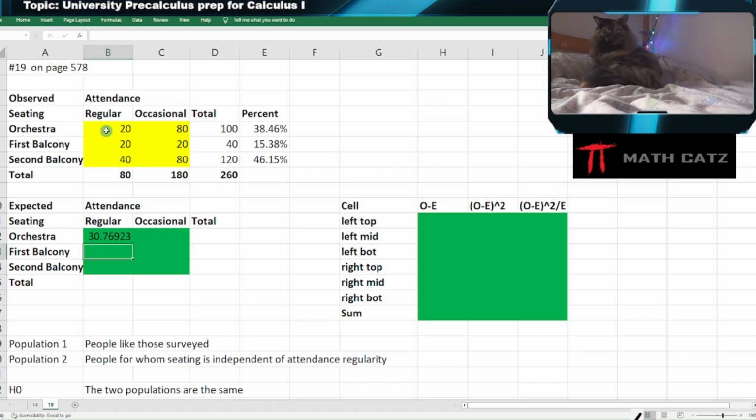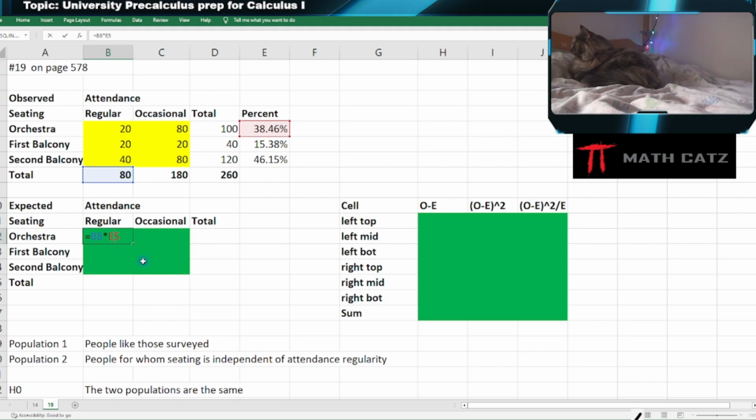I've observed 20, and then I'll ask over all of these cells, how different is this? Because even if these are independent, I expect 30.76923. I'm not getting that exactly, right? There is some natural variation. So my observed scores and my expected scores are going to be different most of the time. How different is too different? That's essentially what we're saying.